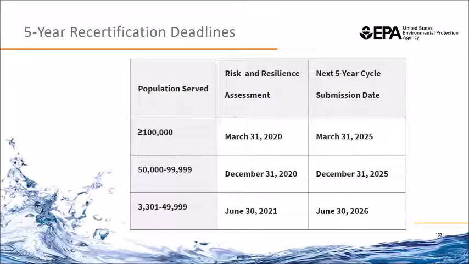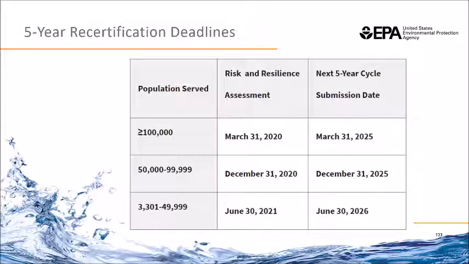And again, AWIA Section 2013 requires recertification of completion of your ERP and risk assessment every 5 years, and you can find the dates here. The first next 5-year cycle submission date is March 31st, 2025 for large systems, December 31st, 2025 for medium systems, and June 30th, 2026 for small systems. This date is not based on when you initially certified, but it's the date set in stone on this slide. It can also be found on our AWIA Section 2013 webpage.